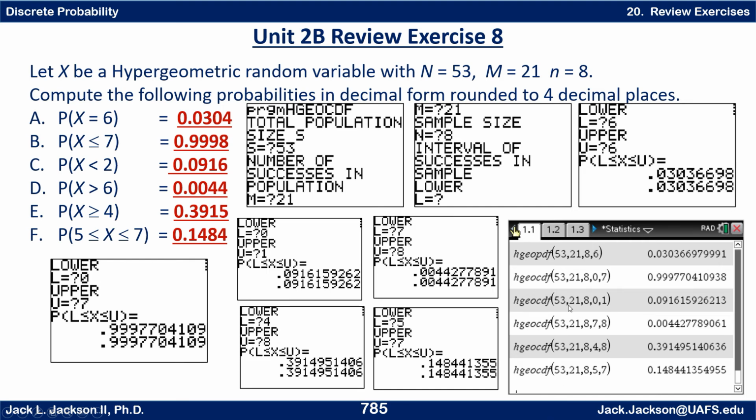So the easiest thing to do really is just go back in here, click enter on the one before. It's going to come back, change the numbers. Like here, we want to go from 0 to 1 to get the stuff less than 2. From 7 to 8, this would be the stuff that is greater than 6. And so forth.